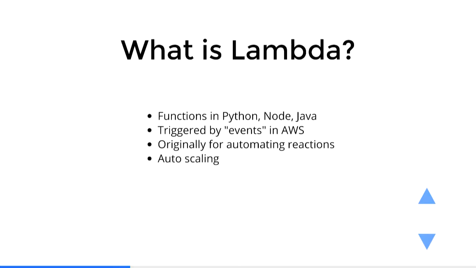So what's Lambda? As I said, functions in Python or Node or Java, we'll not hear about the other two, triggered by events in AWS, so it might be that a server starts up or somebody sends a message or a message appears in a queue or the day changes, there's all kinds of things, and you can even have periodic ones. Originally it was there for automating reactions, but it's auto-scaling. So AWS will manage firing up a box and running your code on it and keeping it around for a while just in case you decide to do that again, and throwing it out. And if you start running it a lot of times, they'll run up a lot of boxes for you.